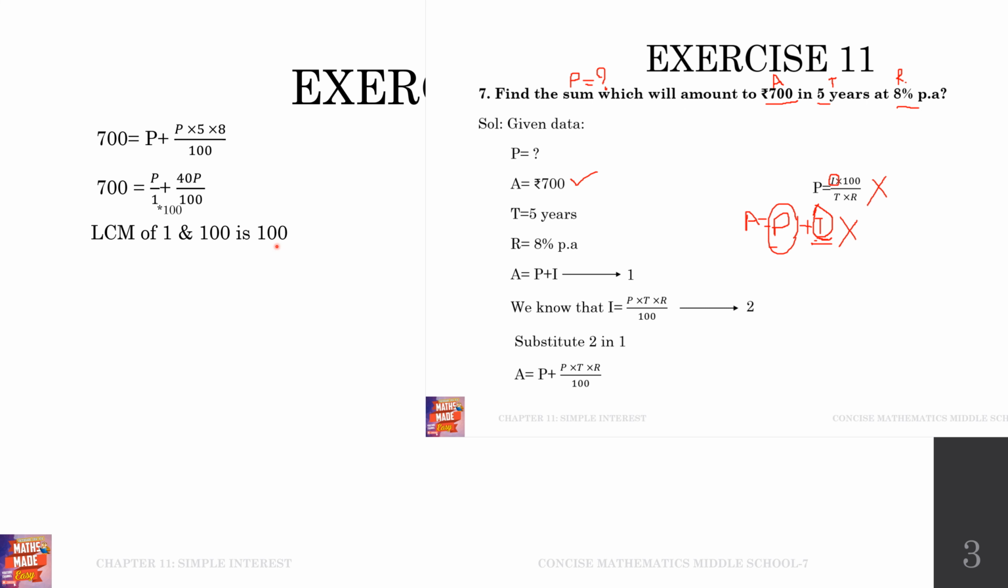You need to make the value as 100. So 1 should be multiplied with 100. Since you are multiplying the denominator with 100, the numerator should also be multiplied with 100. Here it is already 100, so you can just multiply it with 1. Since you are multiplying it by 1, even the numerator should be multiplied with 1. Now just multiply it inside and this is what you get.